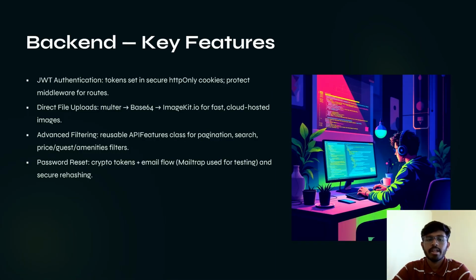Implementation details of the backend. Now for the fun part, let's look at the key features I implemented on the backend. I focused on security and power. JWT authentication. I built a complete token based system where, when a user logs in, the server signs a JSON Web Token and sends it to the client in a secure HTTP only cookie. This cookie is then automatically sent with every future request, and my protect middleware verifies it to secure all the protected routes like the user's profile page.